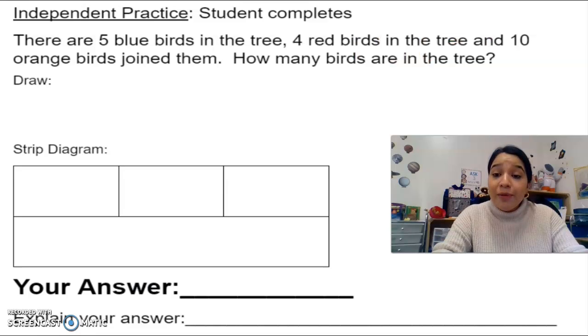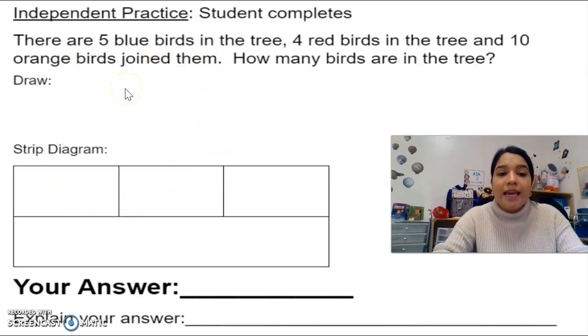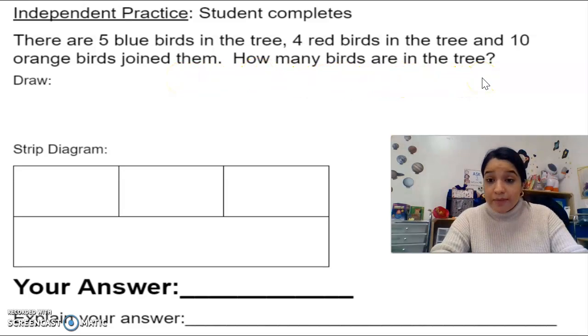For your assignment for today, you are going to complete this slide that says independent practice, student completes. You're going to go ahead and complete this word problem. Let's read it together. There are 5 blue birds in the tree, 4 red birds in the tree, and 10 orange birds join them. How many birds are in the tree?